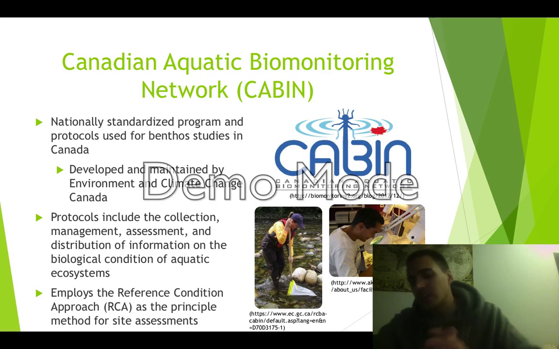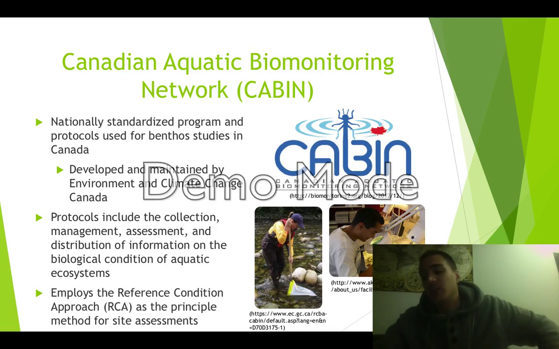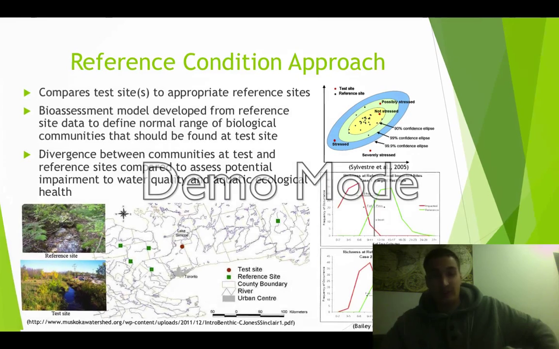Now, along with the metrics, several different protocols have been developed for benthos studies. These protocols include the collection, management, assessment, and distribution of information on the biological condition of aquatic ecosystems. The Canadian Aquatic Biomonitoring Network is the nationally standardized program with protocols used for benthos studies in Canada. CABIN was developed and is maintained by Environment and Climate Change Canada, and it was done to provide participants with the standardized protocols for the collection of benthos and stream information that uses the reference condition approach.